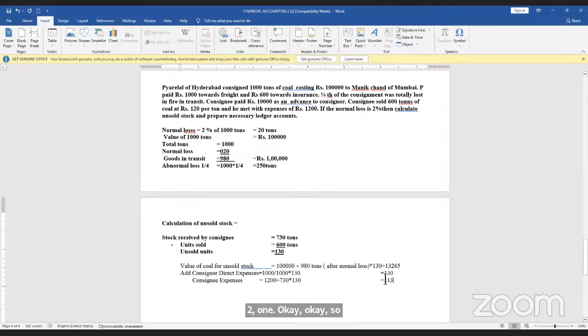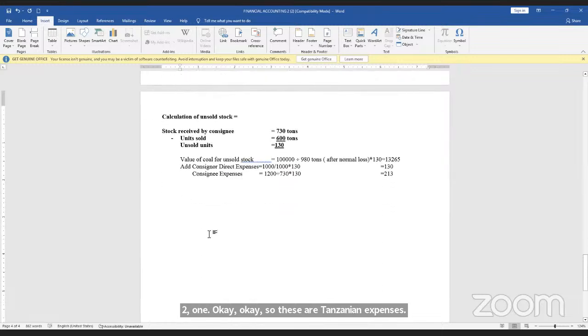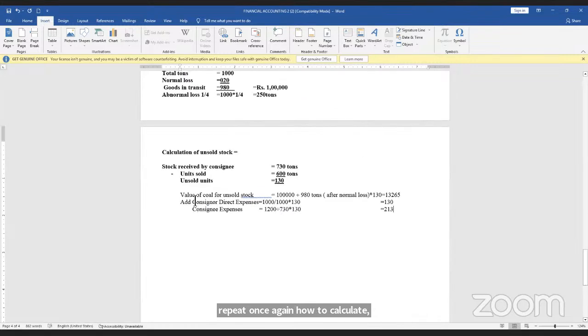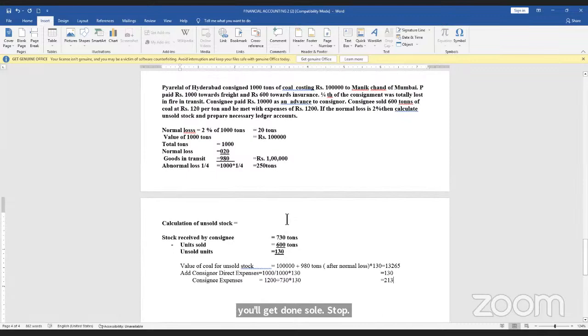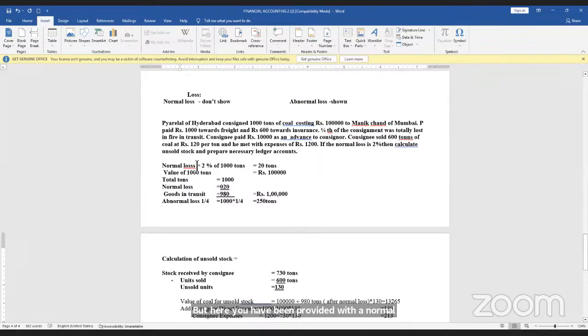So the total value of unsold stock is the sum of these three. I'll repeat once again how to calculate unsold stock value. Generally, total number of goods sent on consignment minus goods sold, then you will get unsold stock. But here you have been provided with a normal loss and an abnormal loss. In case of normal loss, you take total units sent minus normal loss units. Then you get goods received by the consignee.